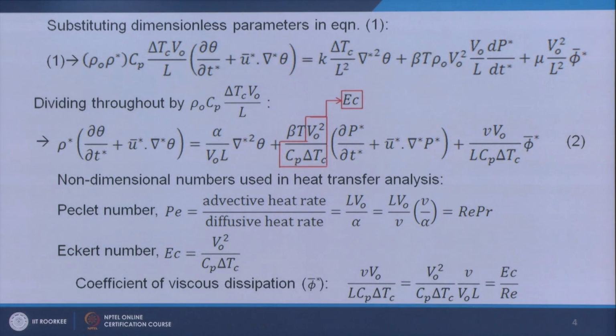Then if we look at the viscous dissipation coefficient, it is nu V naught by L Cp into delta Tc. That can be reduced as V square by Cp into delta Tc, which is nothing but the Eckert number, and nu by V naught L, which is nothing but 1 by Re, which we have introduced over here. L V naught by nu is equal to Re. So this coefficient can be written as Eckert number by Re.